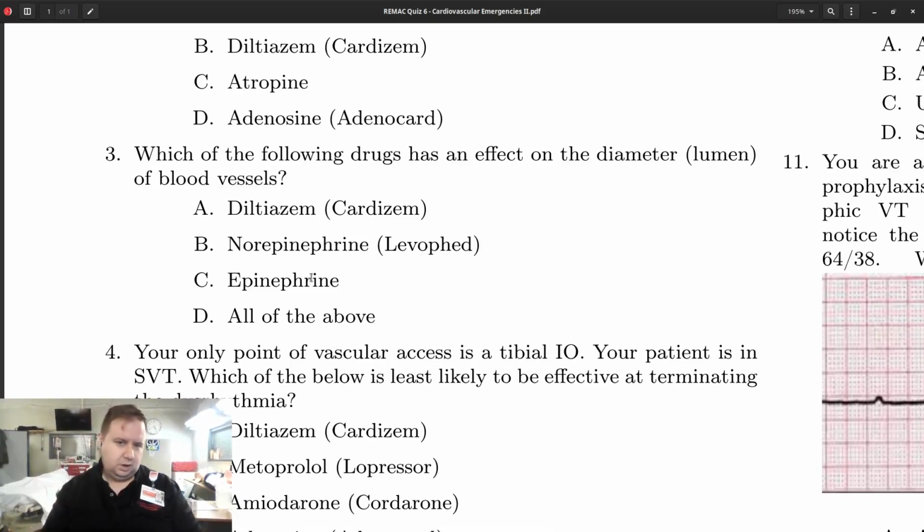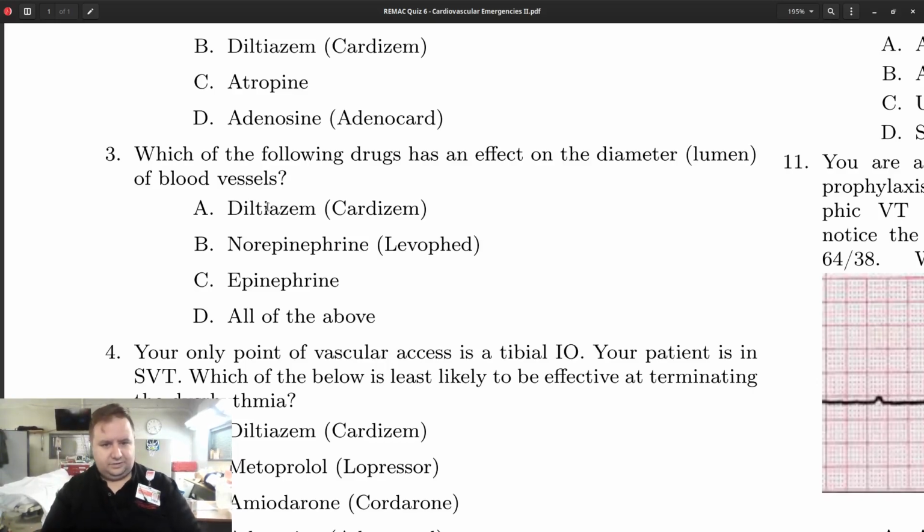Now, the tricky one here is the diltiazem, because we think of diltiazem as being a calcium channel blocker, and so slowing conduction through the AV node, which is what it does, and that's why we give it. But what you have to remember is that there are also calcium channels in the blood vessels, and so when you give DILT, there is an effect on the lumen of blood vessels. You're knocking out a little bit of the blood vessel's ability to vasoconstrict, which is why, by the way, there is a caution on giving DILT to patients who are sort of borderline hypotensive. And so, therefore, all three of these drugs are vasoactive.